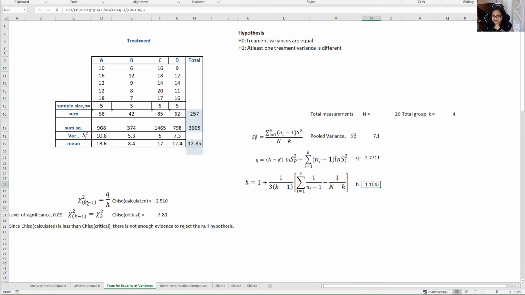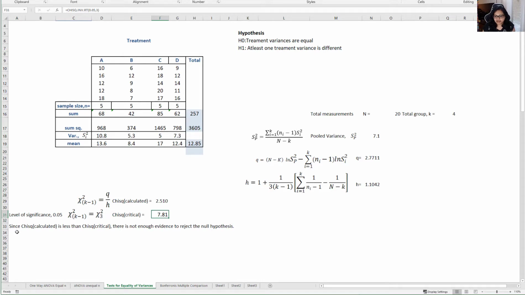And then the chi-square calculation is simple. If you get the Q and H values, I found those Q and H, and I added them in here, so you can see Q by H. I found the chi-square calculated value. And then the critical value using 3 degrees of freedom and a level of significance of 0.05. So I found that the critical value is 7.81. You can go to the chi-square table and find that.